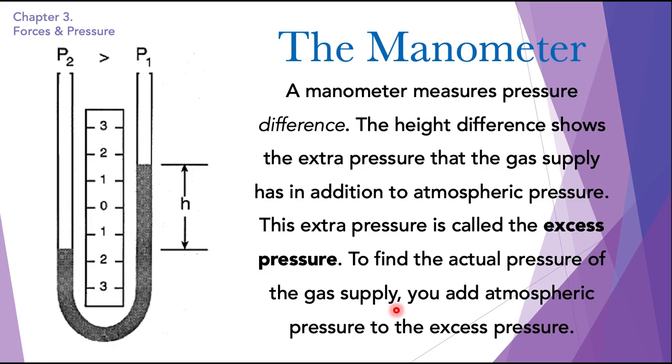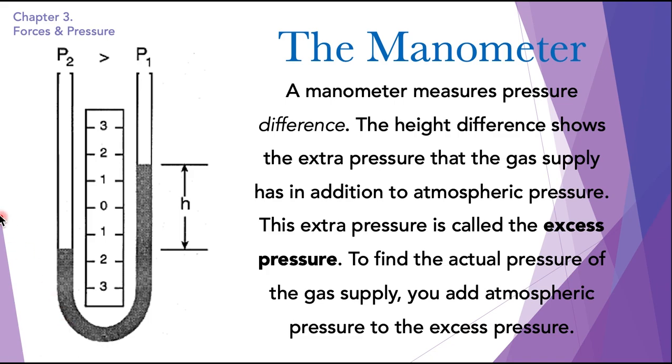So here we have the manometer. As you can see, it is a U-shaped tube. A manometer measures pressure difference. It doesn't measure the pressure, it measures the pressure difference. So the height difference, as you can see over here, shows the extra pressure from this point to here. This basically shows the extra pressure that the gas supply has in addition to the atmospheric pressure. This extra pressure is called the excess pressure. So to find the actual pressure of the gas supply, you add the atmospheric pressure to the excess pressure.